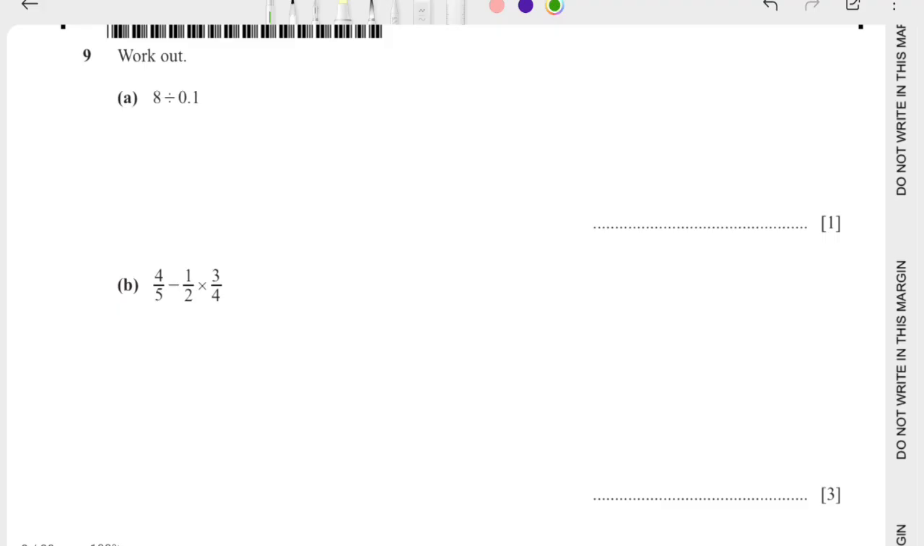Question number 9. Work out 8 divided by 0.1. So we remove the decimal. This is again a very simple question. The decimal is removed. Now write the opposite of division, that is multiplication, then reciprocate. So it would be 10 by 1. So 80 would be your final answer.